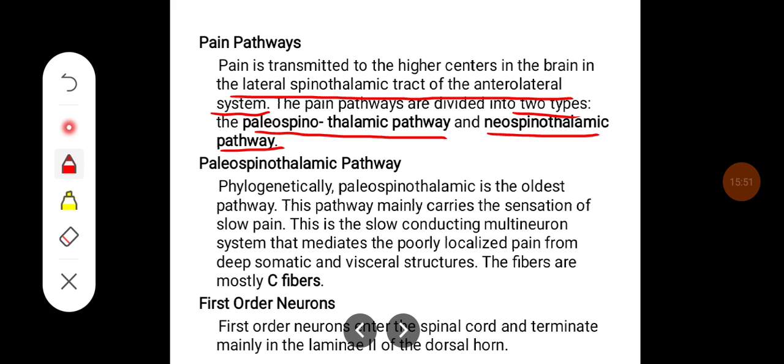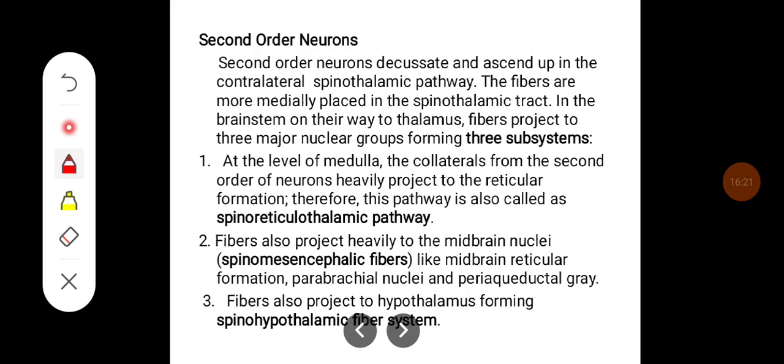The paleo-spinothalamic pathway is phylogenetically the oldest pathway. So this pathway mainly carries the sensation of slow pain. This is a slow conducting multineuron system that mediates poorly localized pain from deep somatic and visceral structures. The fibers are mainly C fibers. The first order neurons enter the spinal cord and terminate mainly in lamina 2 of the dorsal horn.